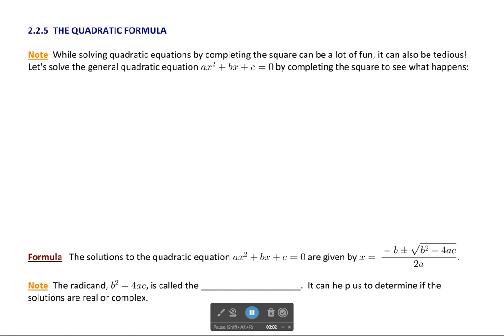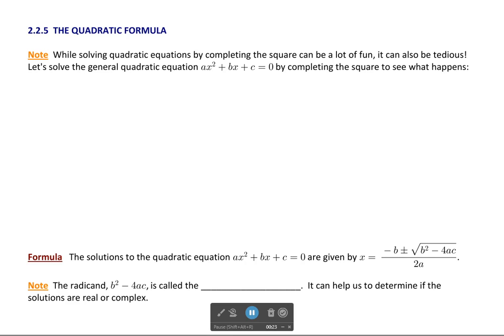Our final method for solving quadratic equations is by the quadratic formula. Like completing the square, the quadratic formula will work for every quadratic equation. Note, while solving quadratic equations by completing the square can be a lot of fun, I know you agree with that, it can also be tedious.